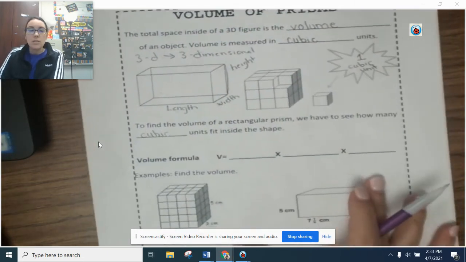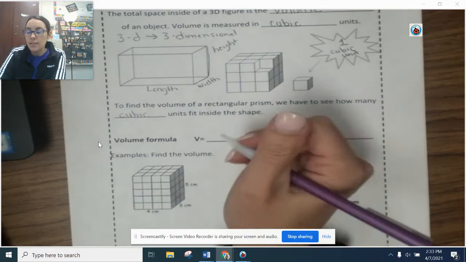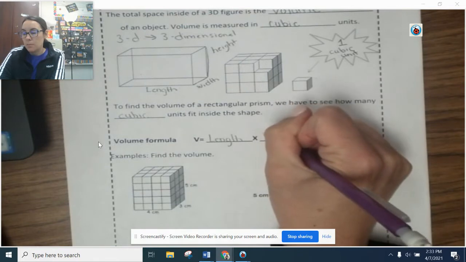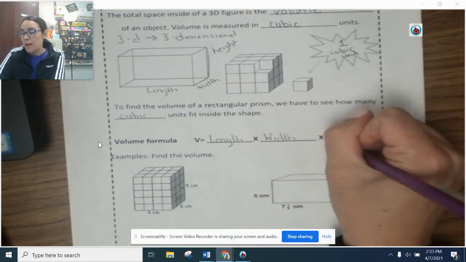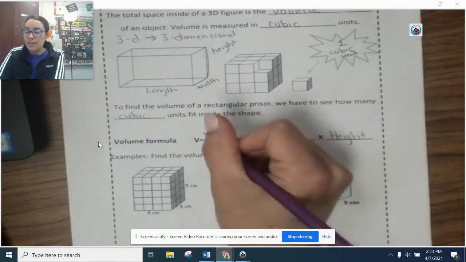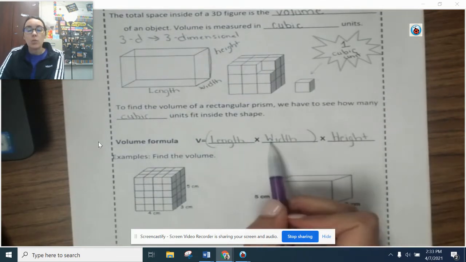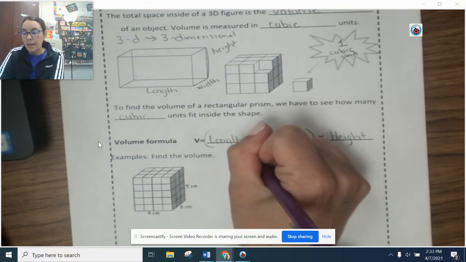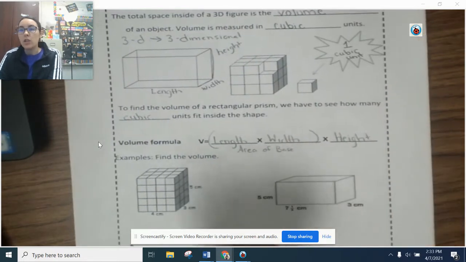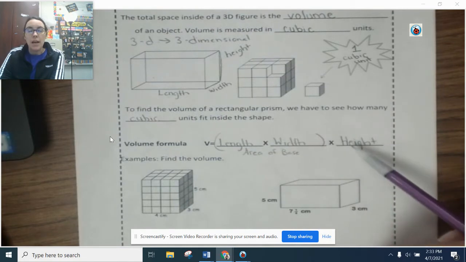Okay, so the volume formula, we had talked about this yesterday. Some students pointed this out in every class, that it was length times width times the height. I want to point out that this right here is the area of a rectangle. So really it's the area of a base, whatever the base shape is, times the height. If I had a triangular prism, to find the volume I would find the area of the triangle and then multiply it by the height.